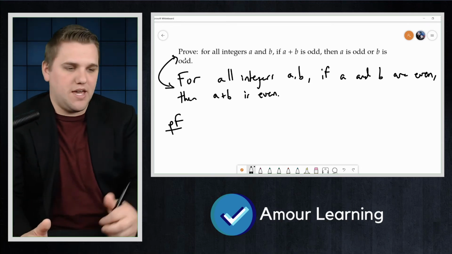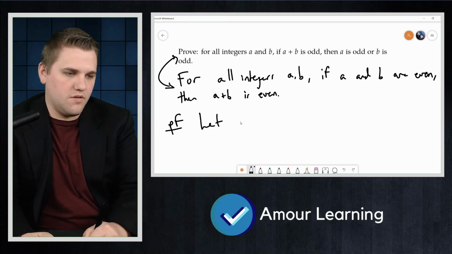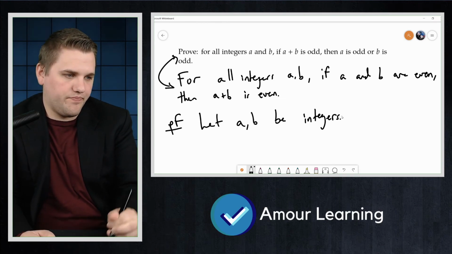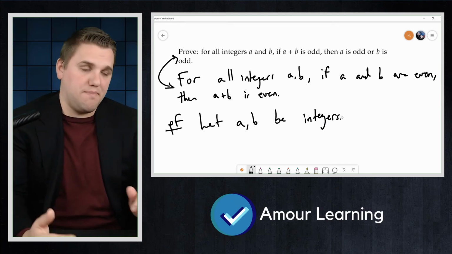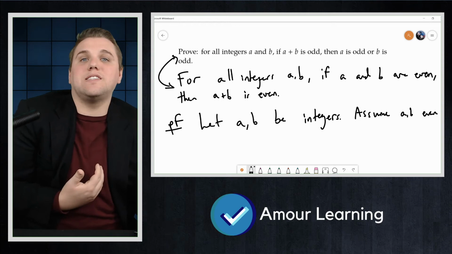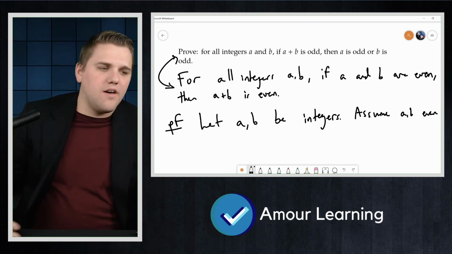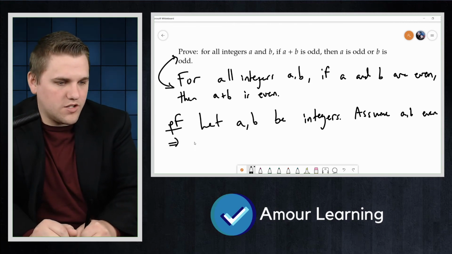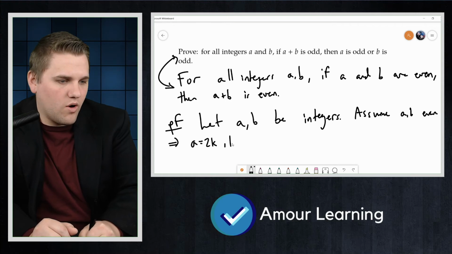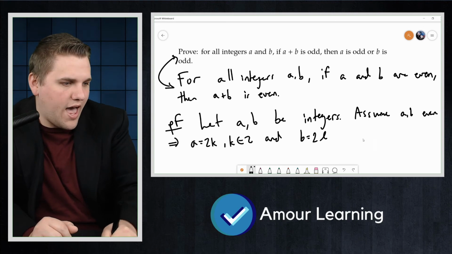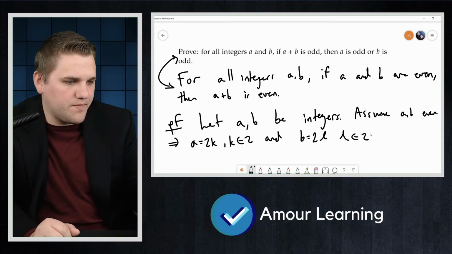So let's let a and b be integers. So then assume that a and b are even. Okay, so that means then that a equals 2k and b equals 2l for some integers k and l. So a equals 2k, where k is an integer, and b equals 2l, where l is also an integer.